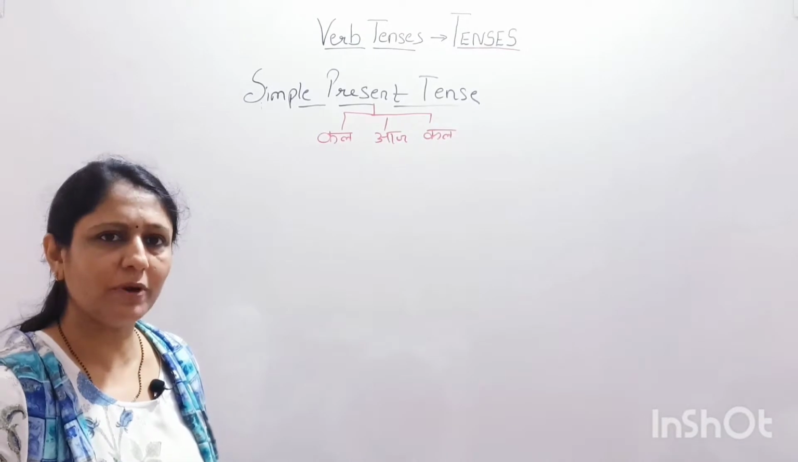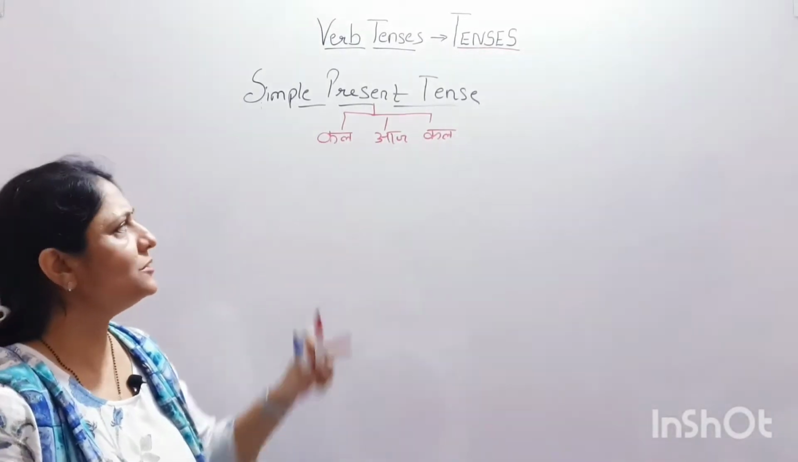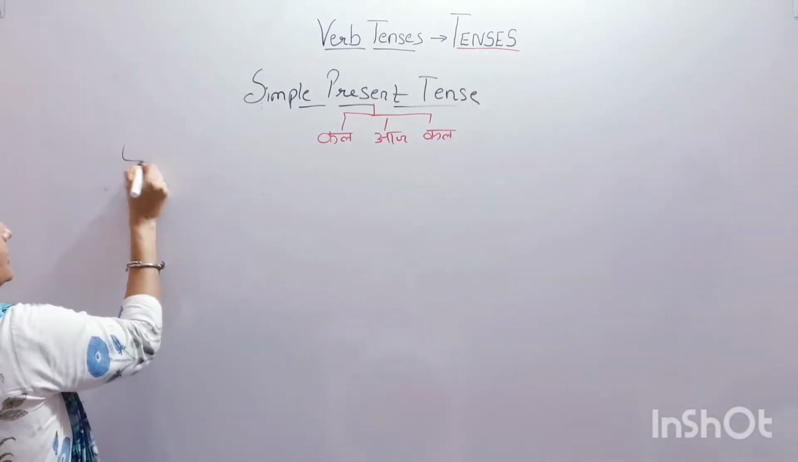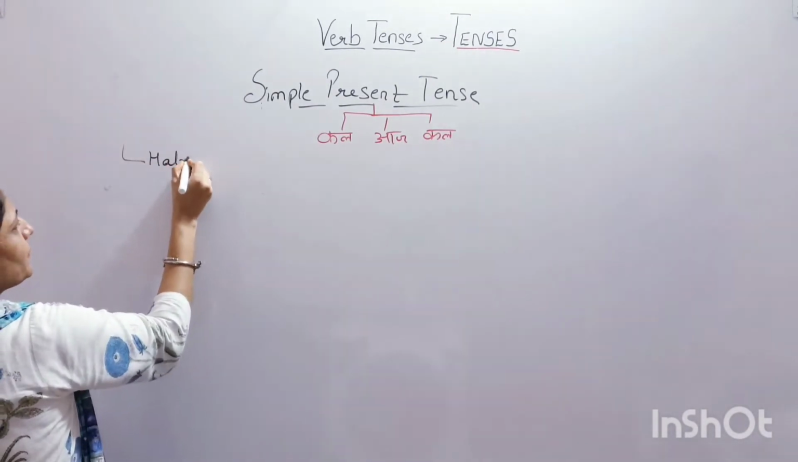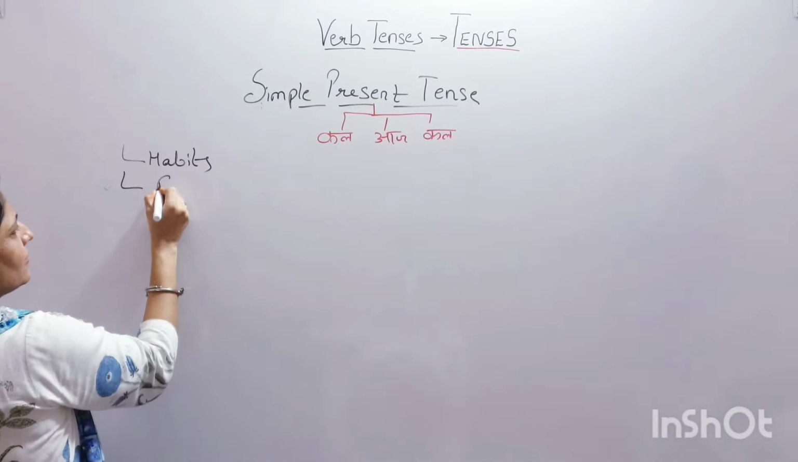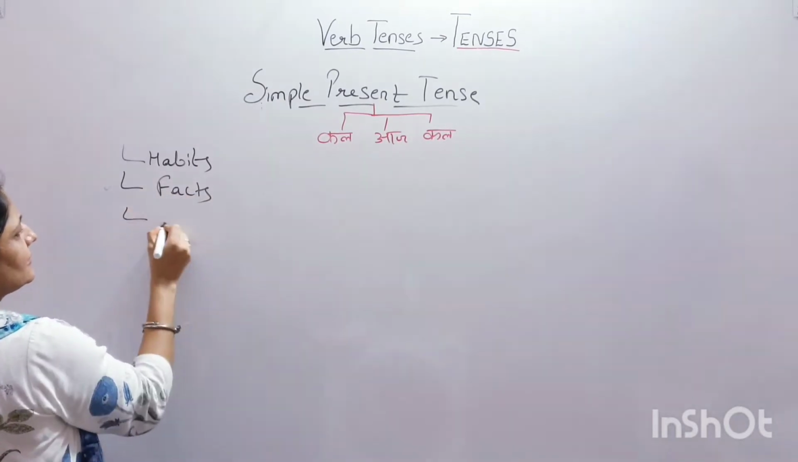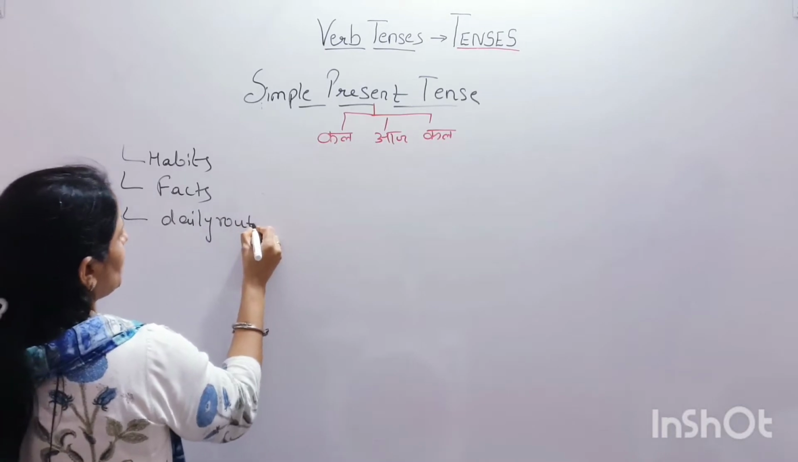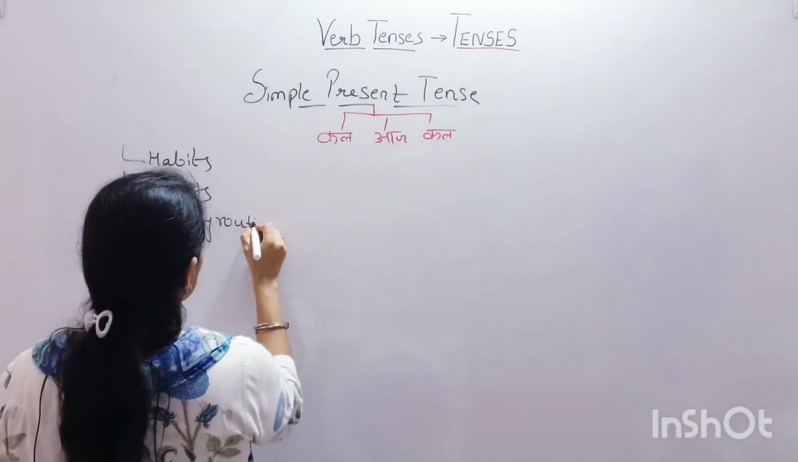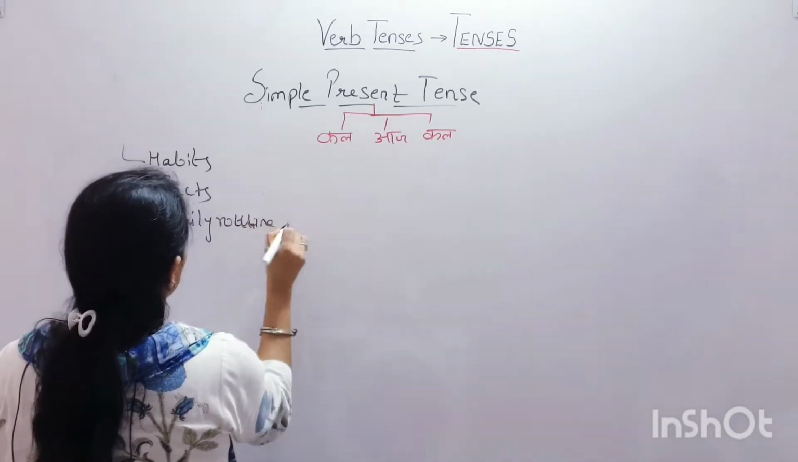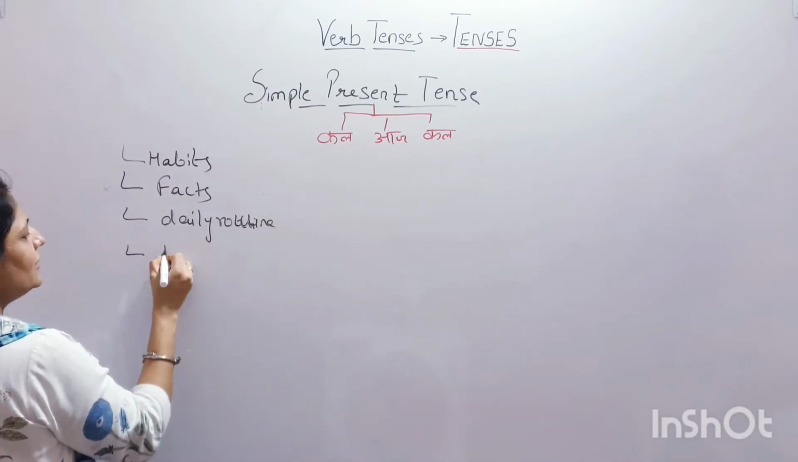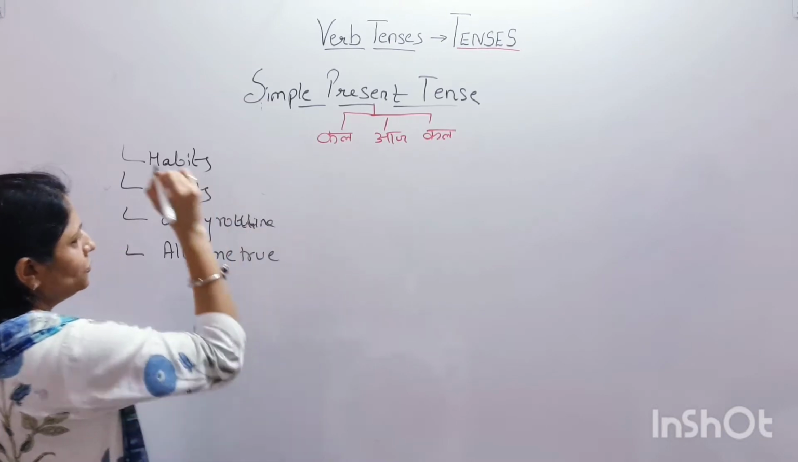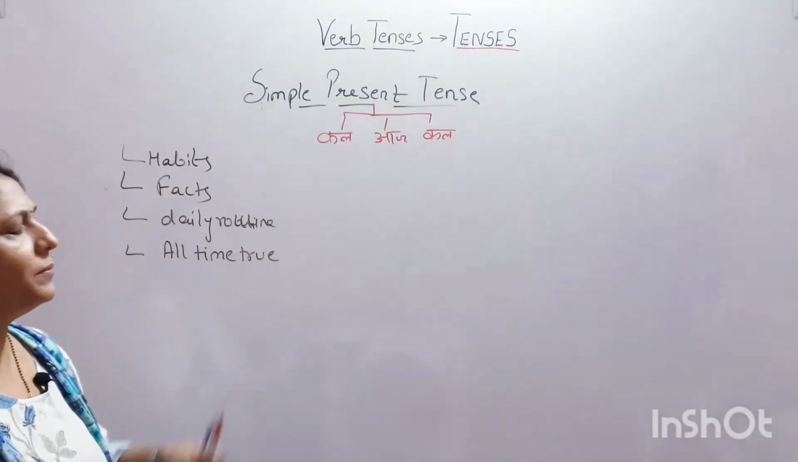Now let's talk about the conditions where we use simple present tense. Normally, simple present tense is used for habits, facts, daily routine, or things that are all-time true. Okay, now let's talk about habits.